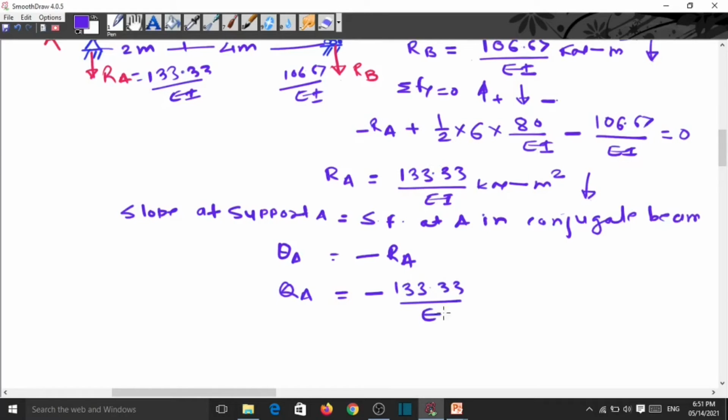divided by EI. As per our sign convention, if the slope is negative, it means it is clockwise. So theta A is 133.33 divided by EI, and that slope is clockwise. So we got here the theta A.